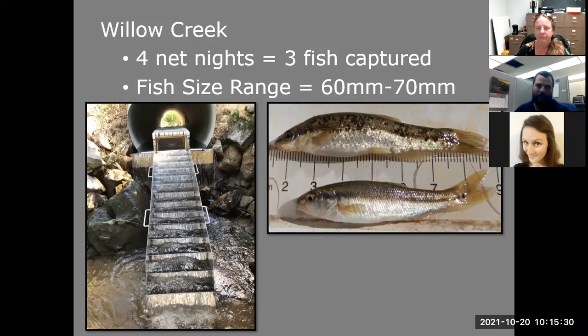Fish size range again, 60 to 70 millimeters. Picture to the left is the ladder installed on the actual culvert, and pictured to the right are 2 of the fish that we caught. The top one is actually a western blacknose dace. So that was pretty neat to see. We did have a tier species move up. And then the creek chub pictured below.